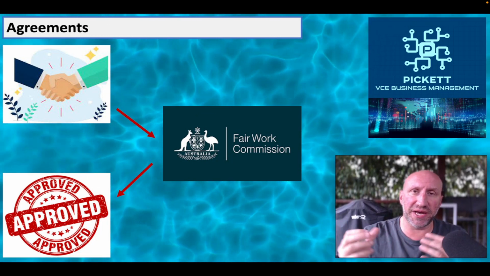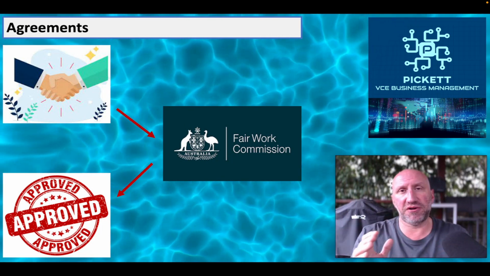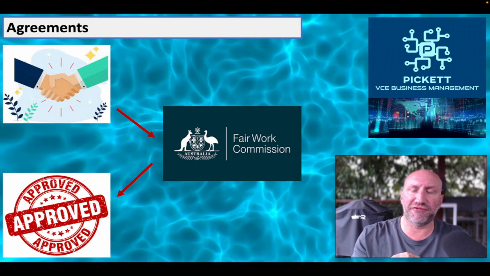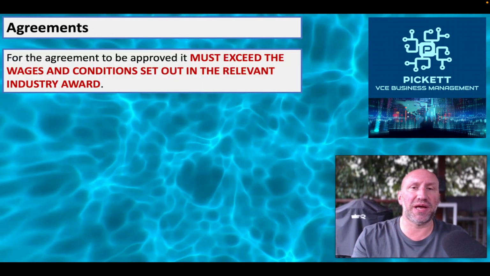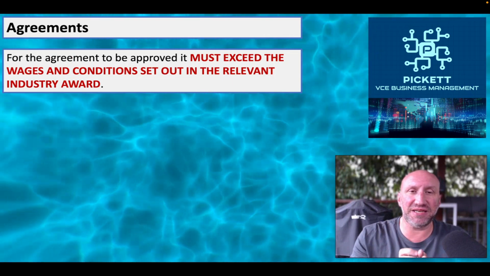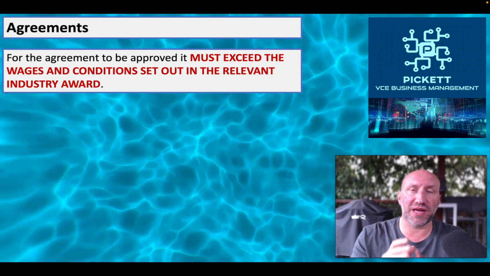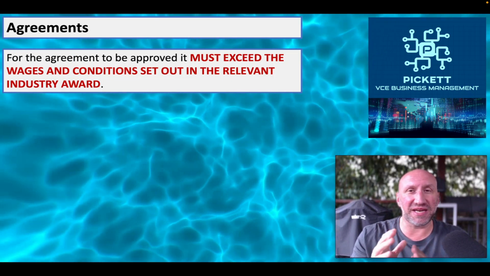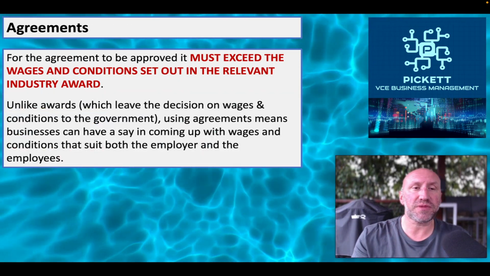Okay, so the agreement is made usually between the unions and the employers. Fair Work Commission put their eyes over it just to make sure it ticks all the legal boxes it needs to. Then Fair Work Commission approve it. And once Fair Work Commission approve it, it is put in place. Now, for the agreement to be approved, it must exceed the wages and conditions set out in the relevant industry award. Okay, that's absolutely key to know. So any agreement must exceed the award that would otherwise be in place.